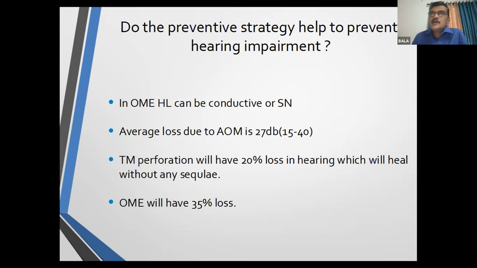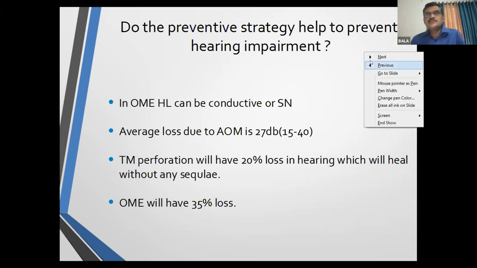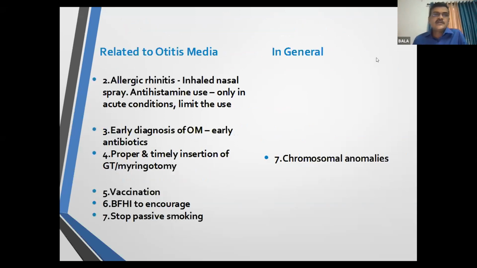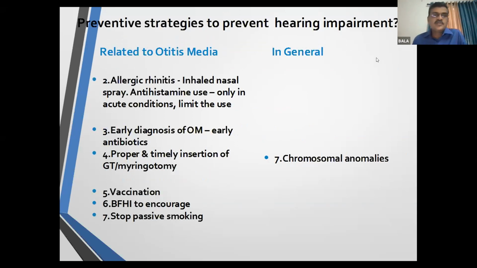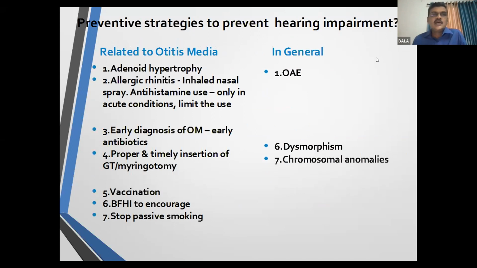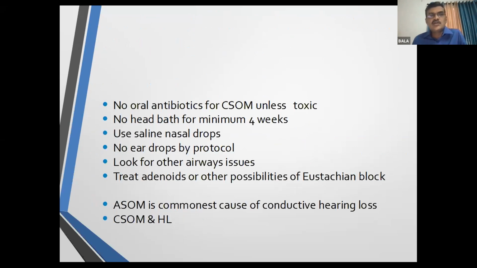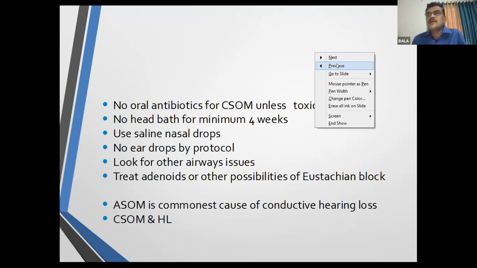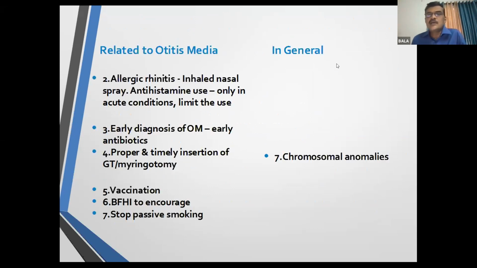And as preventive strategies related to otitis media, various strategies: for adenoidal hypertrophy you have to do adenoidectomy. As in the previous slide, I've shown a boy with a typical adenoid facies. And there are a lot of associations with CSOM. Allergic rhinitis can occur in association, where you have to use inhaled nasal spray.